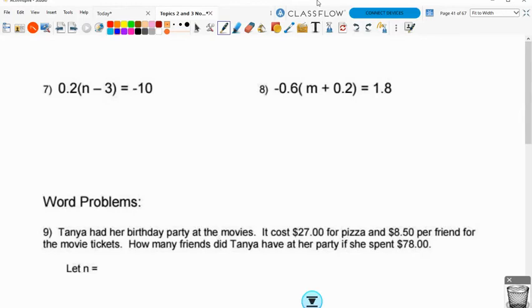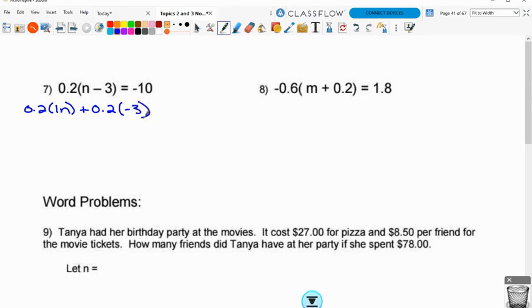In example number 7, notice that 2/10 is multiplying the parentheses n minus 3, and it equals negative 10. Okay, this is going to be a multi-step equation. I can't do n minus 3 in the parentheses because they're not similar terms. So what I'm going to do here is use the distributive property in order to come up with a two-step equation that I can then solve. So 2/10 has to multiply both of the terms inside of the parentheses. So I'm going to start by doing 2/10 times 1n, and then I'm going to do plus 2/10 times, that's a negative 3 inside of the parentheses.